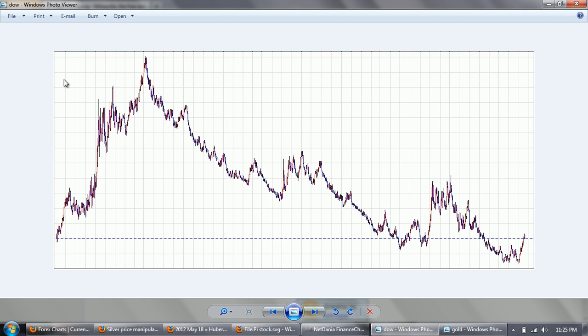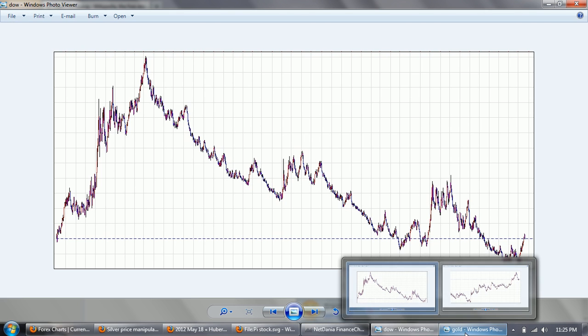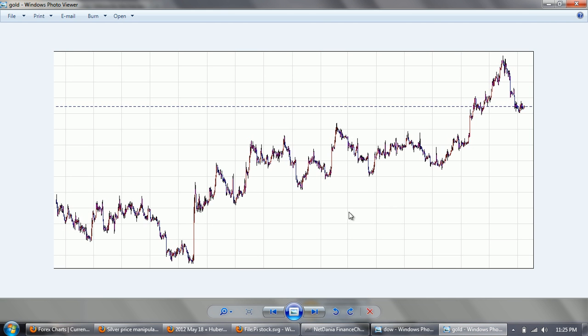Now the other chart, now that's actually a Dow chart, that's called the Dow chart, and this other chart is a gold chart, and you can see also on the gold chart some very, very unnatural things that you would not expect to see and don't really recognize in a chart.